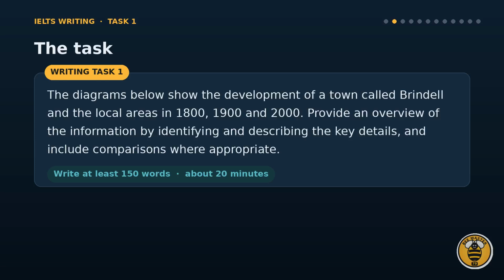Here is the task. The diagrams show the development of a town called Brindell and the local areas in 1800, 1900 and 2000. We must write a report of at least 150 words, giving an overview and comparing the key changes.